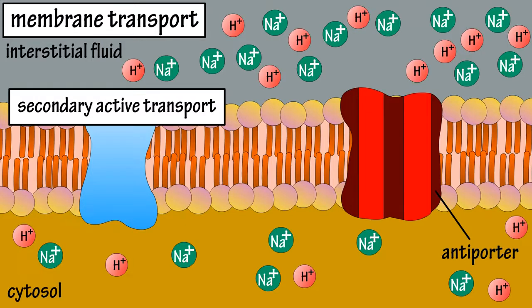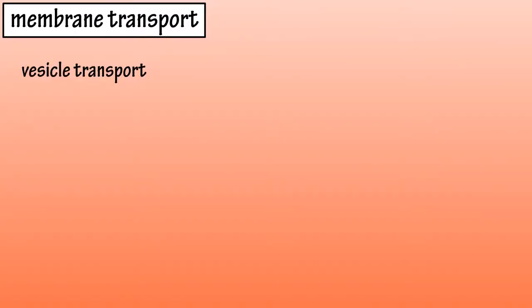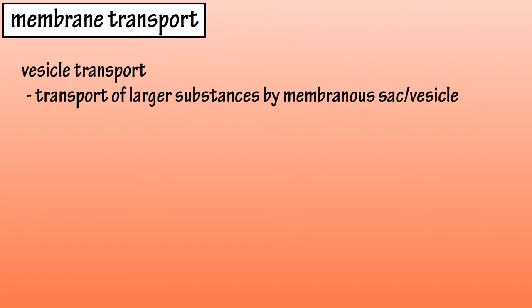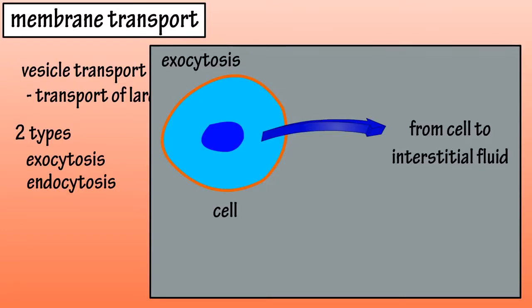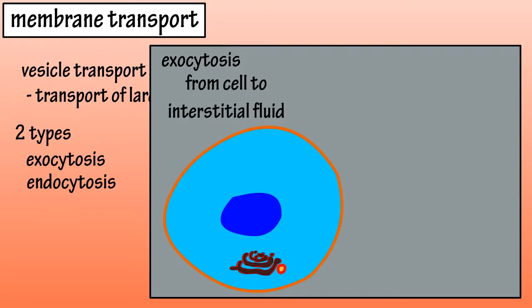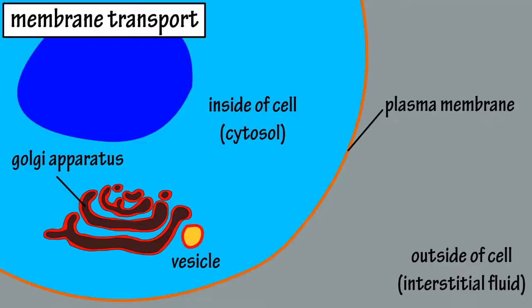Vesicular transport involves the transport of larger substances, such as proteins or large carbohydrate polysaccharides, across the plasma membrane. There are two types of vesicular transport: exocytosis and endocytosis. In exocytosis, materials are secreted from the cell to the interstitial fluid outside of the cell. Typically, membranous vesicles, formed by the Golgi apparatus, transport materials to the cell's membrane.